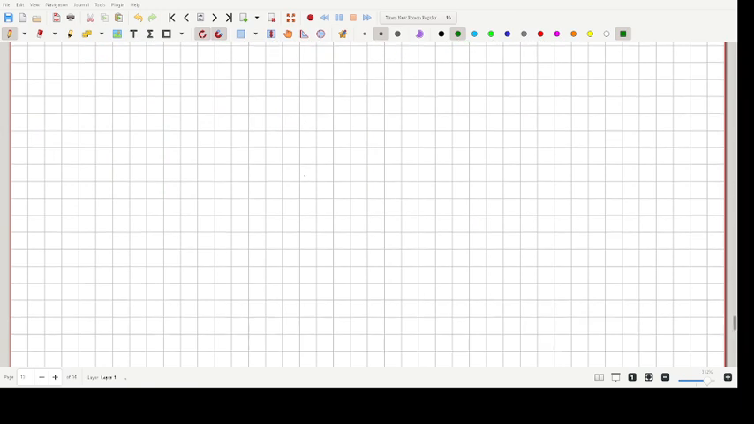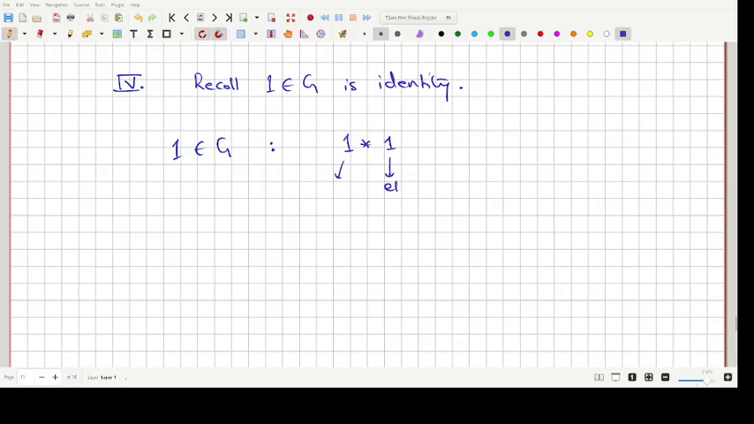Okay, now let's look into the fourth property, right? The fourth property says that all elements should have an inverse. So we'll just recall that we had shown that 1 belongs to G is the identity, correct? Now we'll see what the inverses of each of the elements are. So if we consider 1 belongs to G, we see that 1 star 1, this is the element here, right? This is the element, this is the inverse, right?